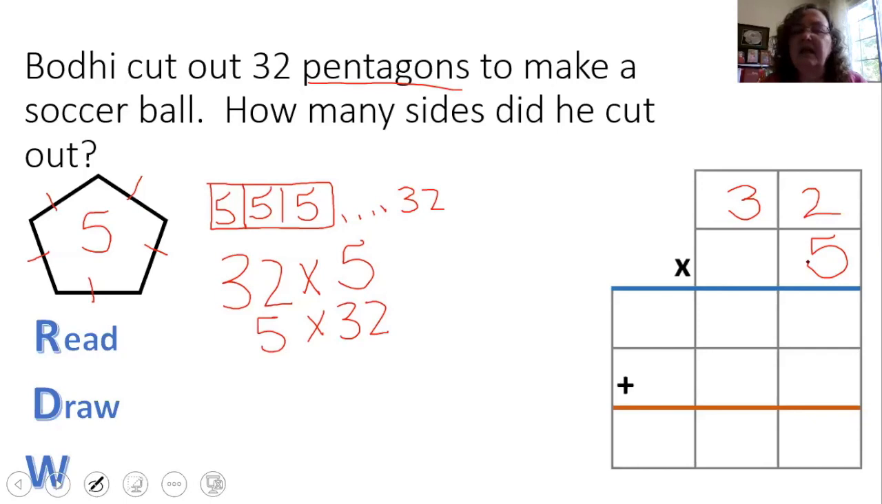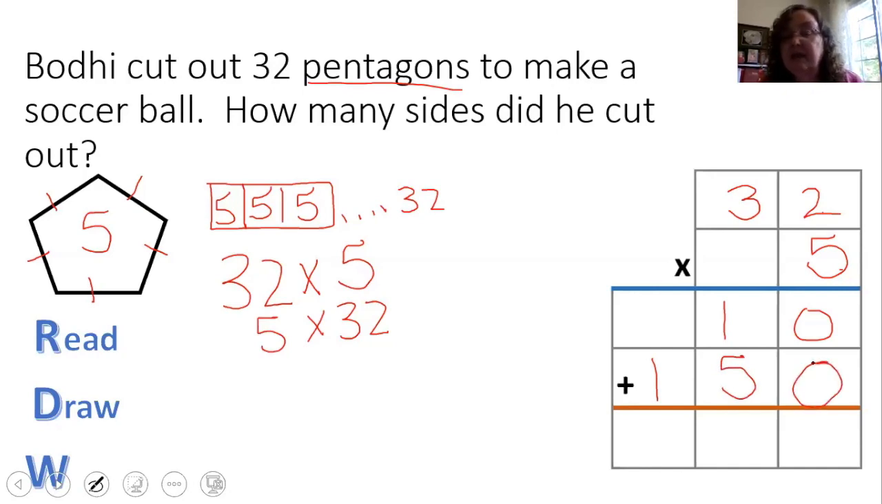So now let's go. 5 times 2 is 10. I'm going to put that 10 there. Now I'm multiplying the tens place. So 5 times 3 is 15. Oh, but it's not a 3. It's a 30. So if 5 times 3 is 15, 5 times 30 would be 150.